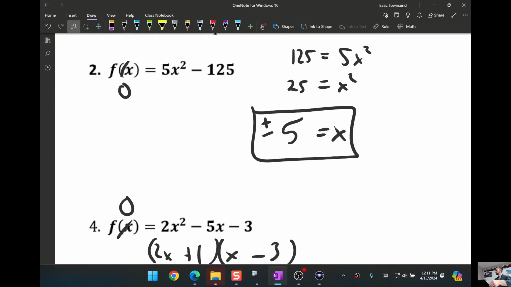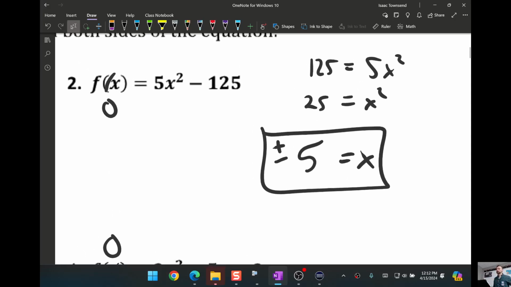So I gave you several minutes head start there, and then I worked them as well. So let's see how you did on these. Question number 2, since there was no x to the first, you could just undo the minus 125 with the plus 125, undo the times 5 with the divide 5. What I'm most concerned about is your answer should not have been 5. It's plus or minus 5. 5 and negative 5 work. When you take the square root of both sides, you need plus or minus, or you lost an answer.